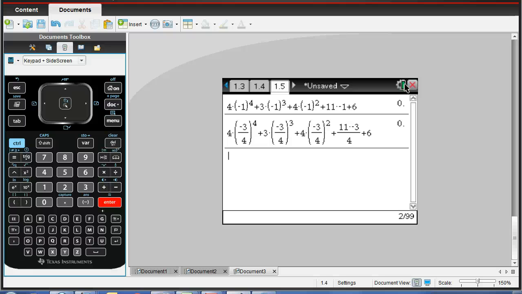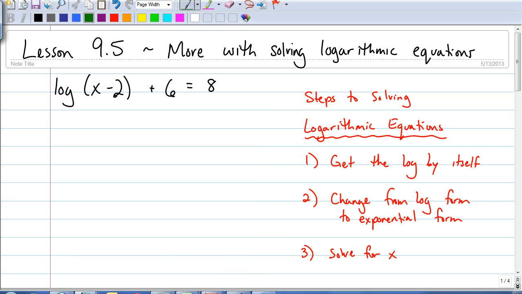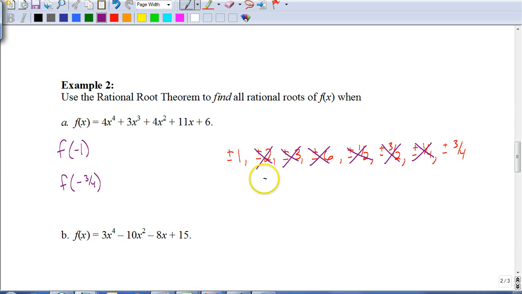theorem. So that means my solutions here are -1 and 3/4 because they both equal 0.